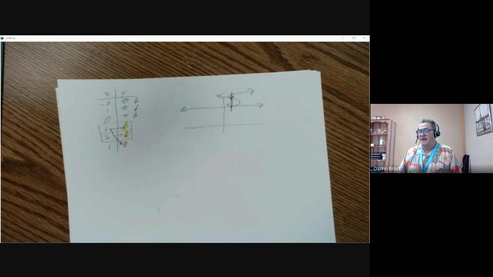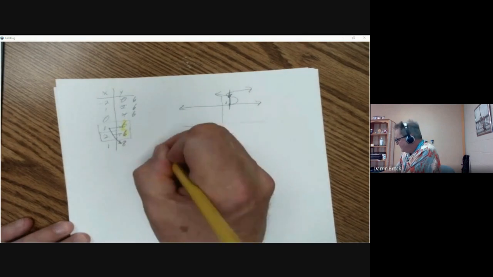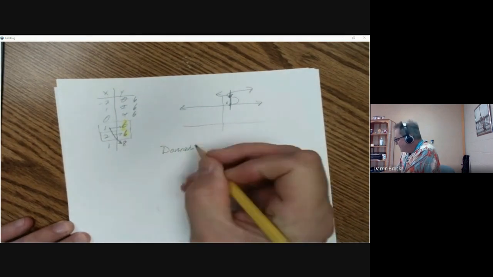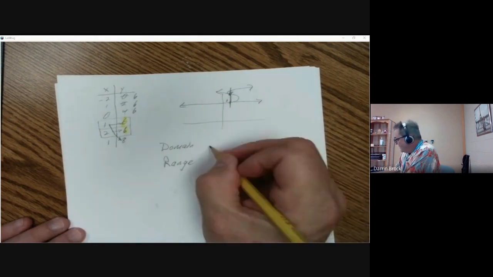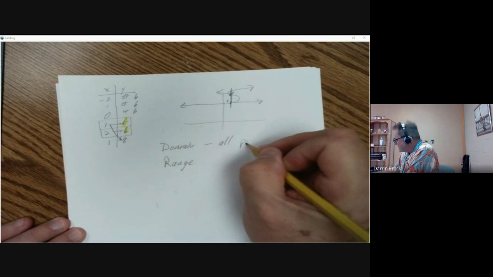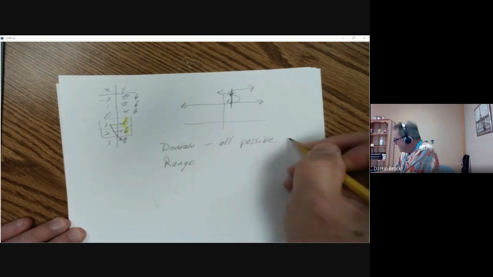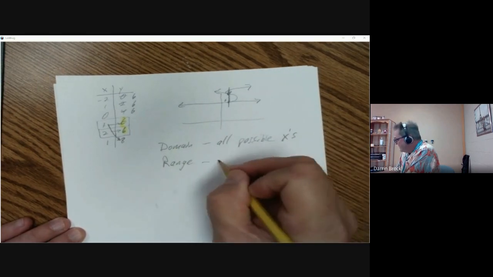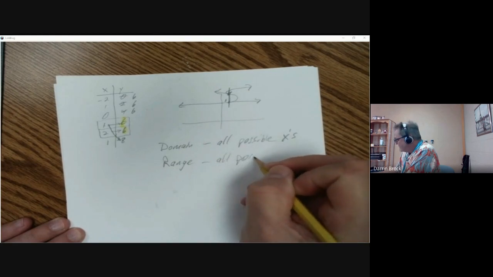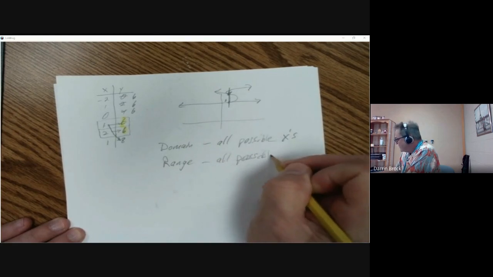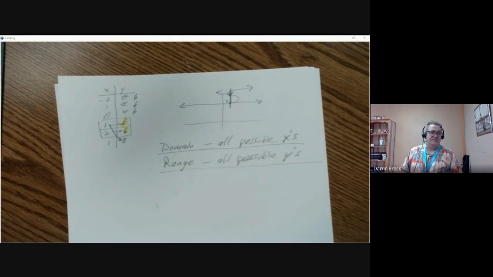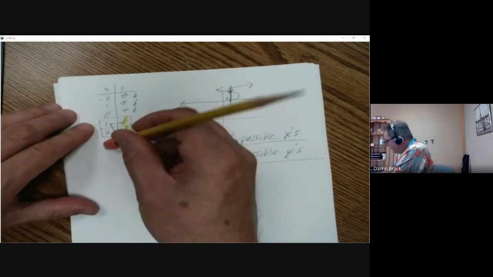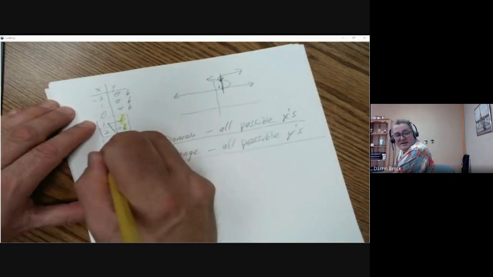So the other things we talk about are the domain and the range of a function, right? We're talking about properties of functions. The domain and the range. Domain is all the possible x's, and the range is all possible y's. So the domain's all the x's, the range is all of the y's. So when we talk about the domain of this, let's erase this one because it's not a function when I added that one, right?